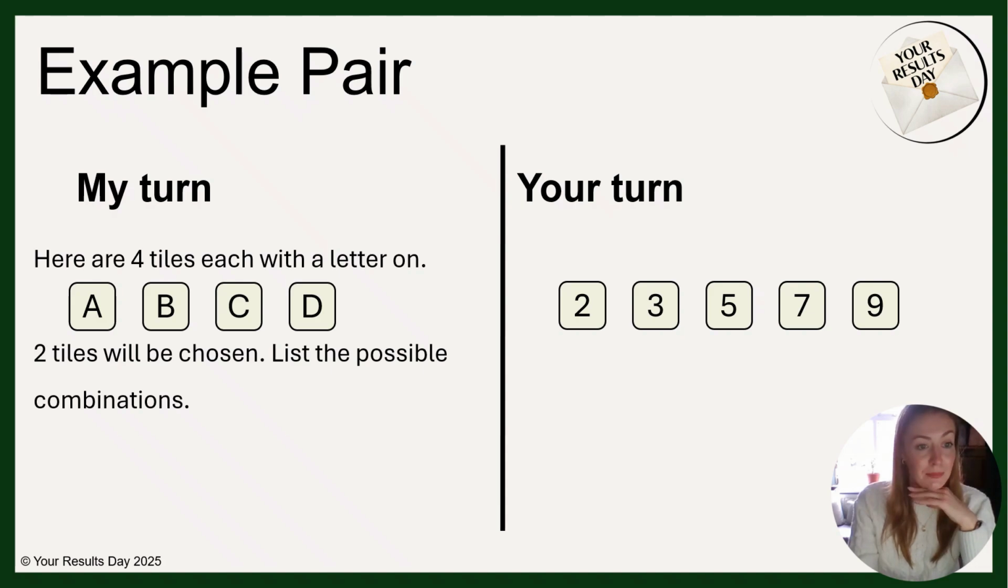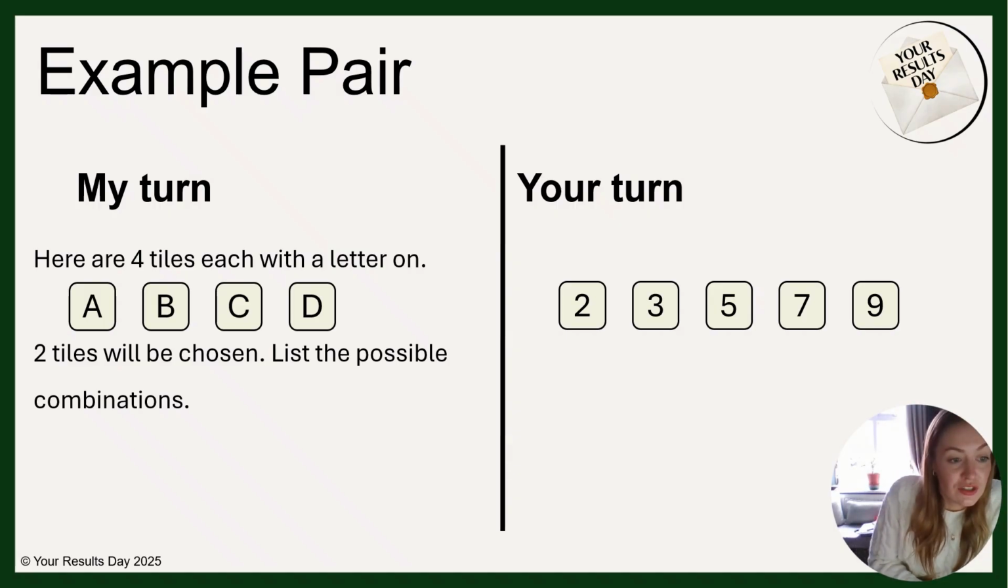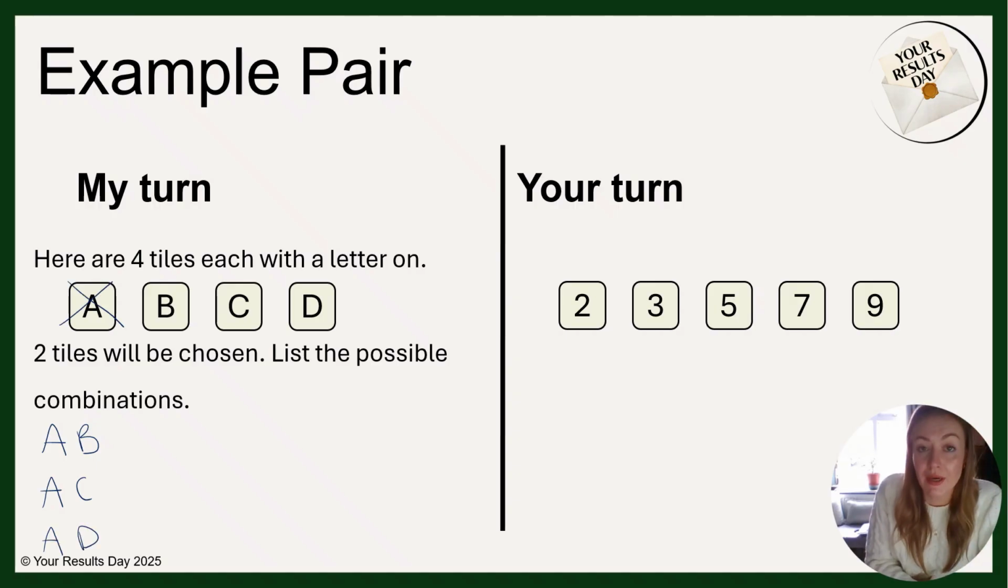Let's have a look at some example pairs together. Here are 4 tiles, each with a letter on. 2 tiles will be chosen. List the possible combinations. So I'm going to do the exact same thing as we've just done with counters. I'm going to start with A, because that makes sense, start at the beginning. And I compare A with B, I compare A with C, and I compare A with D. And then that's A done, and I won't be going back to it. So now I go to B.